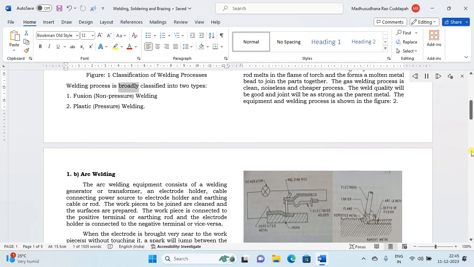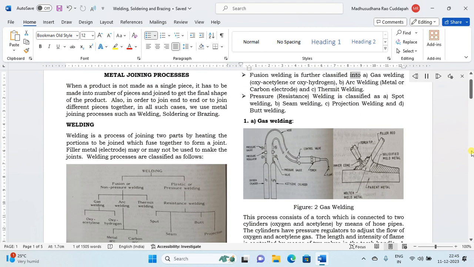Welding process is broadly classified into two types. 1. Fusion (non-pressure) welding. 2. Plastic (pressure) welding. Fusion welding is further classified into A. Gas welding (oxyacetylene or oxyhydrogen), B. Arc welding (metal or carbon electrode), and C. Thermite welding. Pressure (resistance) welding is classified as A. Spot welding, B. Seam welding, C. Projection welding and D. Butt welding.